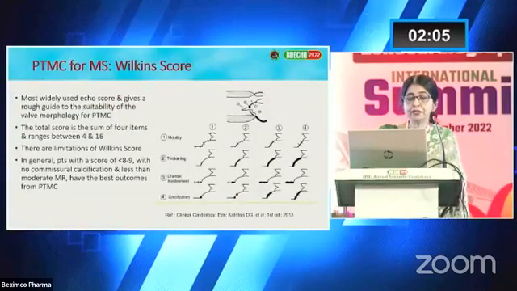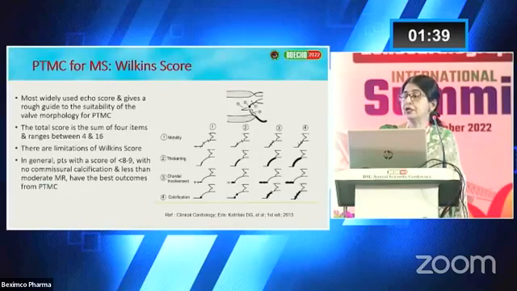So for PTMC, to find out the suitability of a case for PTMC, the most widely used is the Wilkins score, and it gives a rough guide to the suitability of the valve morphology for PTMC. It looks for anterior mitral leaflet mobility, thickening, subvalvular chordal involvement, and calcification. The score ranges from 1 to 4, and the total score sums from 4 to 16.